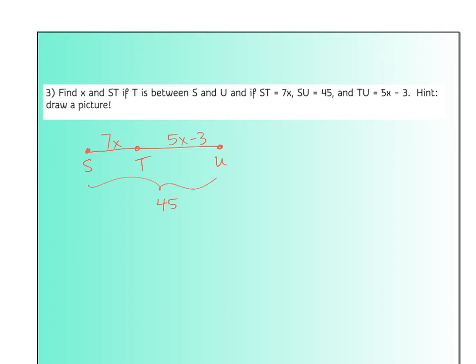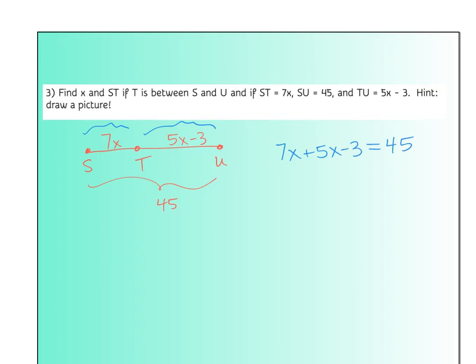So remember what we said before. We said if you take the two smaller parts and add them together, it will equal the long part, or the entire segment. So the two smaller parts are the 7x and the 5x minus 3. If I add those together, it's going to look like this: 7x plus 5x minus 3, added up, they should equal 45, because 45 is the length of the whole segment.